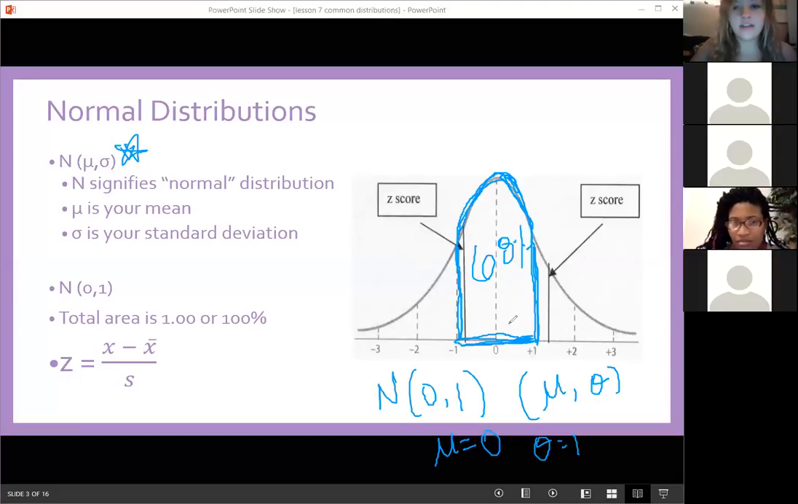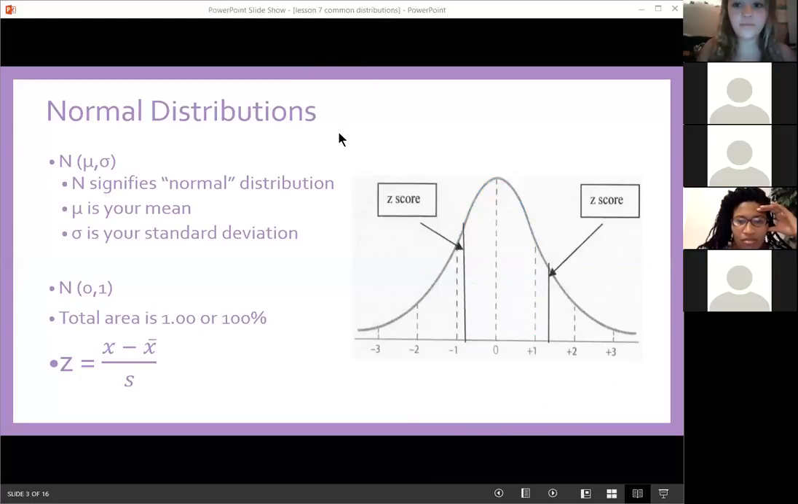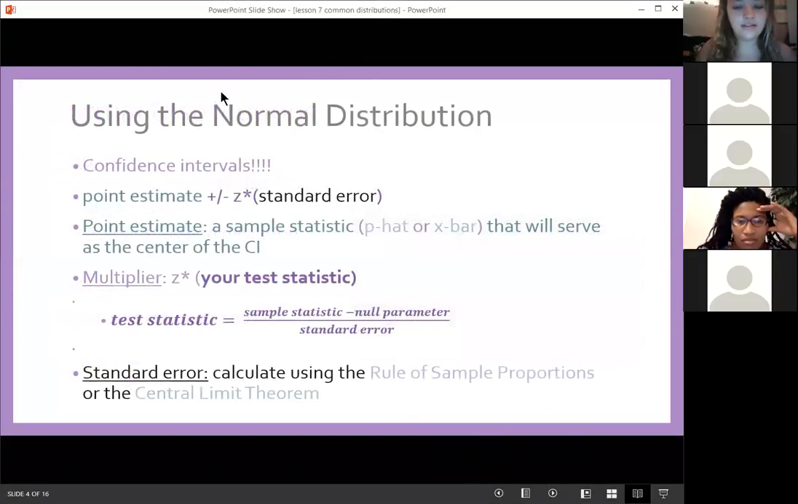So this is just another way to describe the normal distributions. Don't want to beat a dead horse with this one. I hate that saying. I don't know why I just said that, but basically that's what this whole idea is here. So let's continue.